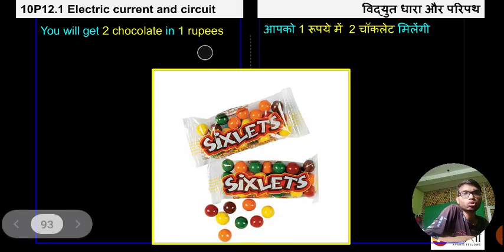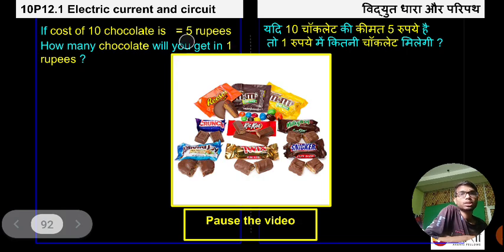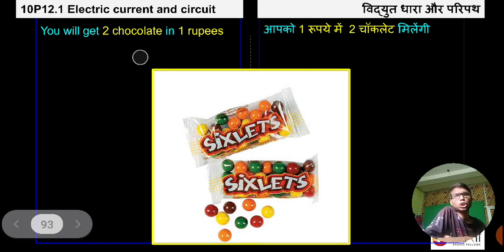You will get 2 chocolates in 1 rupee. What the hell? 10 chocolates is 5 rupees. So here, if you will take 2 chocolates, we will get 2 chocolates. You will get 2 chocolates in 1 rupee.